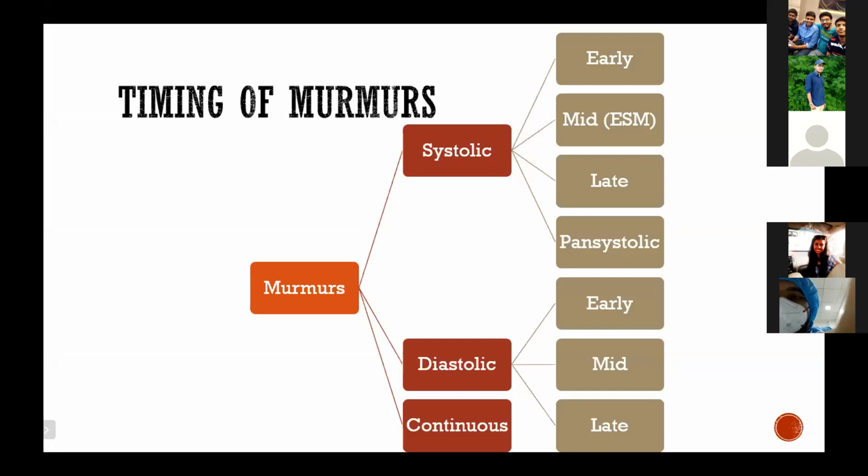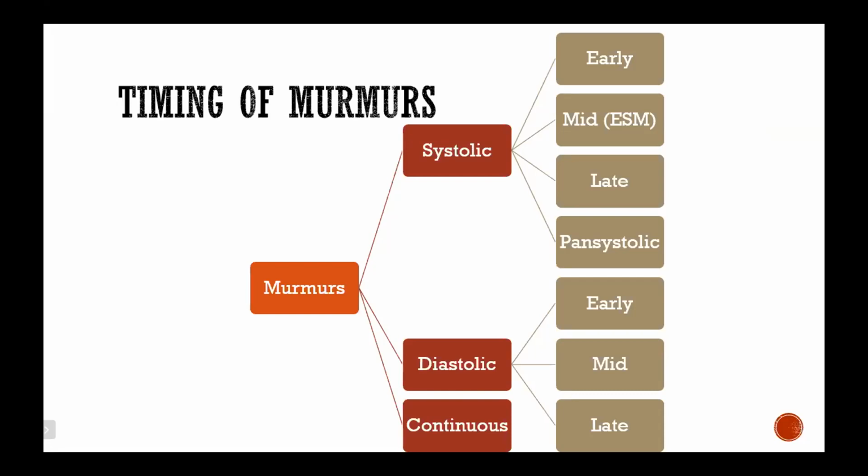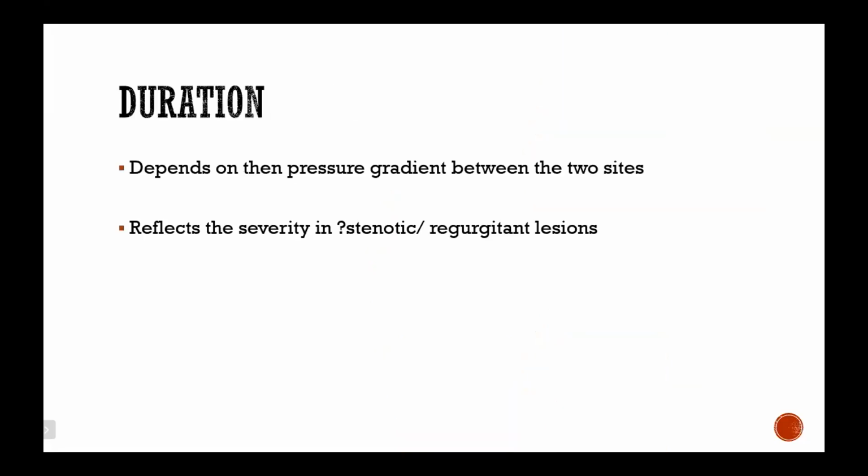That's the first thing. So now you need to figure out if it's a systolic or a diastolic murmur. Once you figure that out, the next thing you need to do is determine the duration of the murmur, which means how long the murmur is present in systole. Based on that, you can classify systolic murmurs into early systolic, mid systolic, late systolic, and pansystolic murmurs. And diastolic murmurs can be classified into early, mid, and late diastolic murmurs. So that's what I meant by duration.